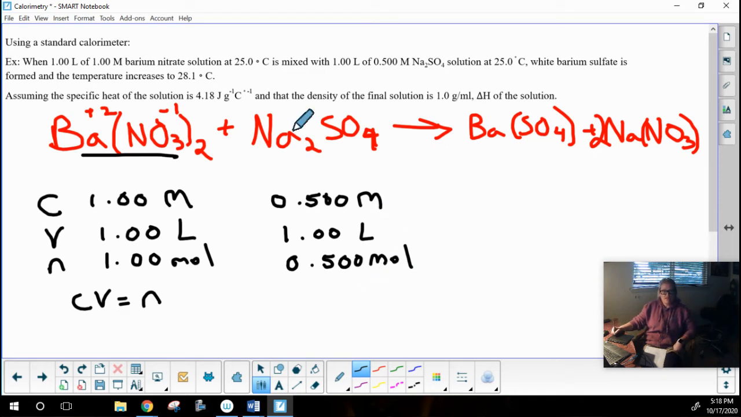Now, we're lucky that the two reactants and the product are in a 1:1:1 ratio. Sodium nitrate, we don't really care about. It has a coefficient of 2 out front, but that's in excess and in solution, so that goes away. So that means the smaller number of moles in my reactants is going to limit the amount of barium sulfate formed. So I'm only going to form 0.500 moles of the barium sulfate.